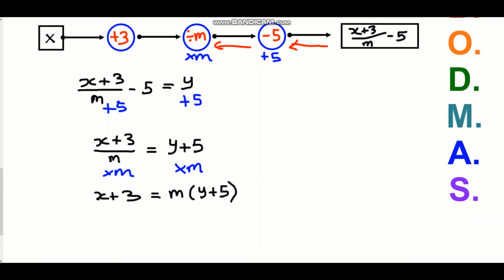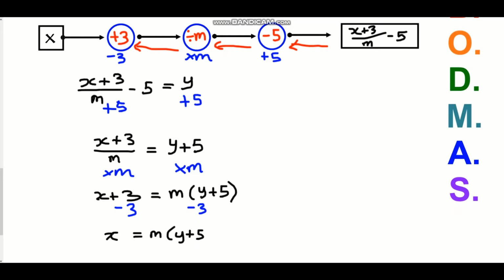So to go to our number machine at the top of the page, to undo a plus 3, we just have to subtract 3 from both sides. So our last step here, we're going to take away 3 from this side and take away 3 from this side. We get a final answer of x equals, again, x is on its very own, so that means we've changed the subject of the equation. And we get m bracket y plus 5.